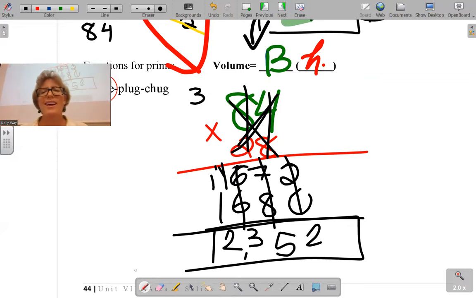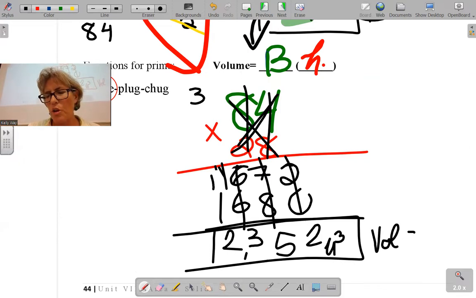Nice job, E.K. On that note, and it's going to be units cubed now, friends, because volume is 3 dimensions. Let's do another one.